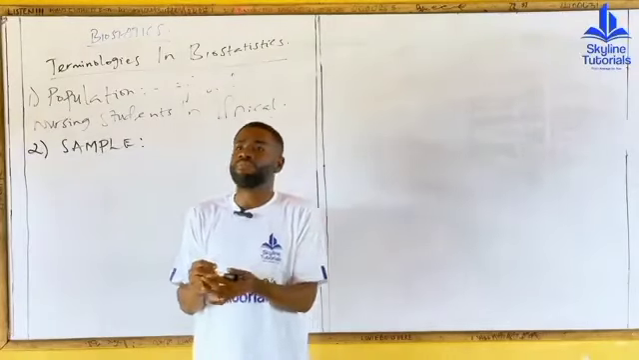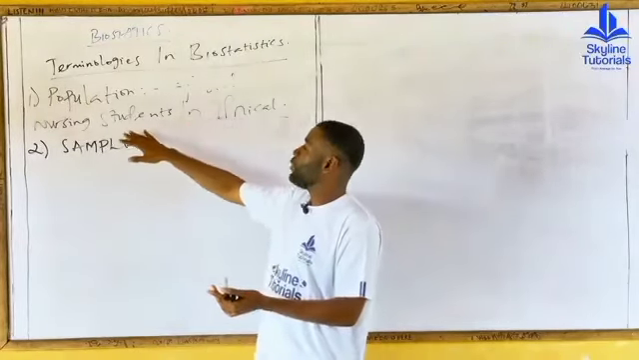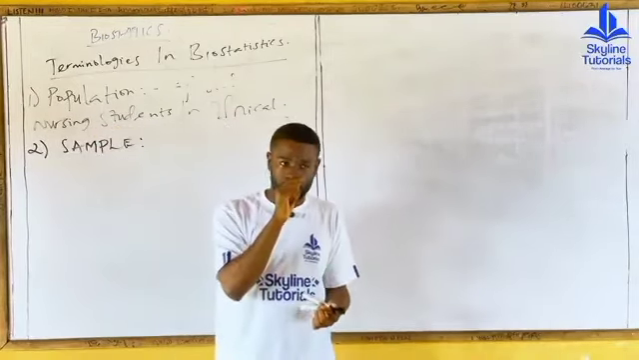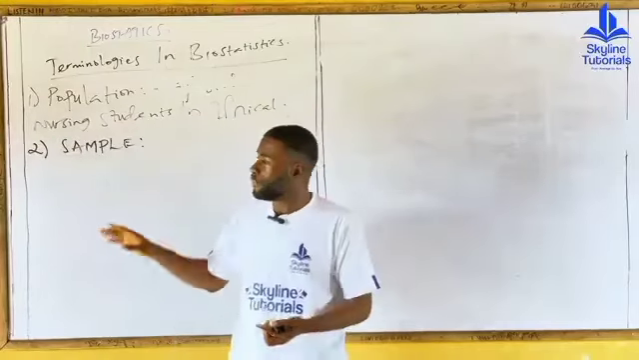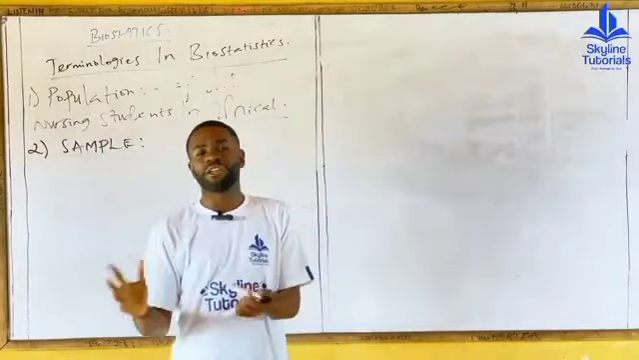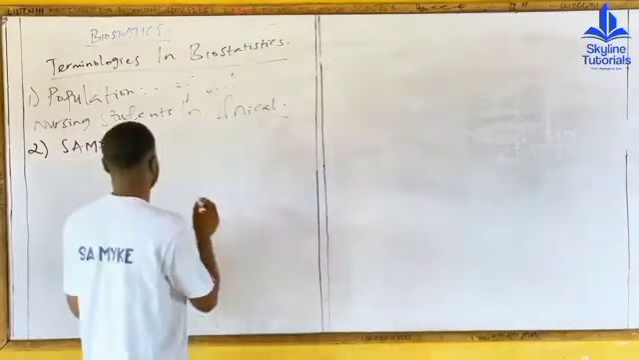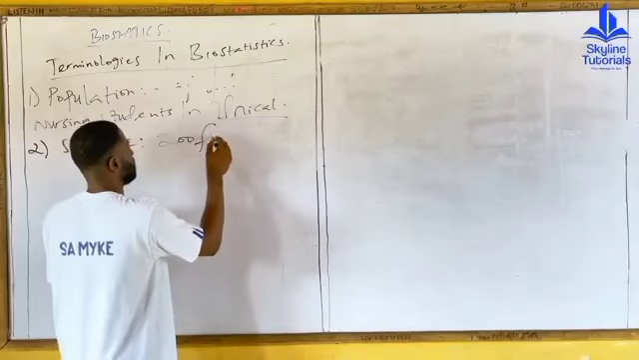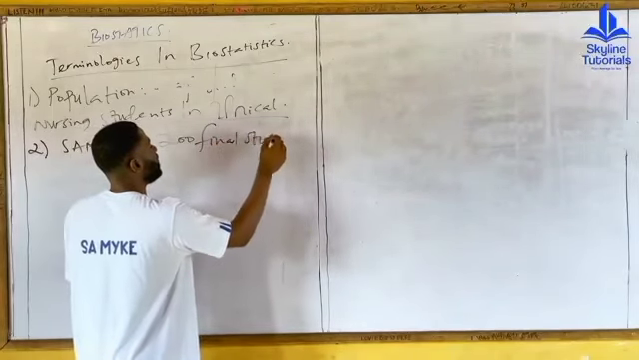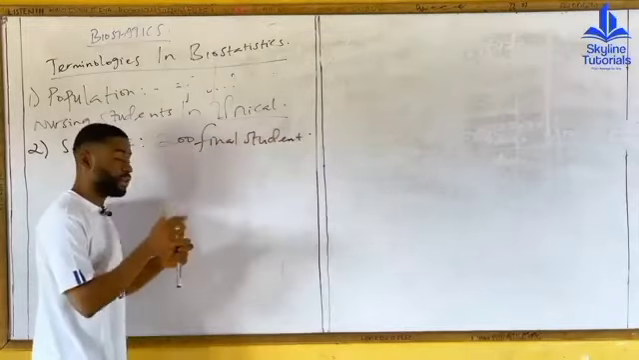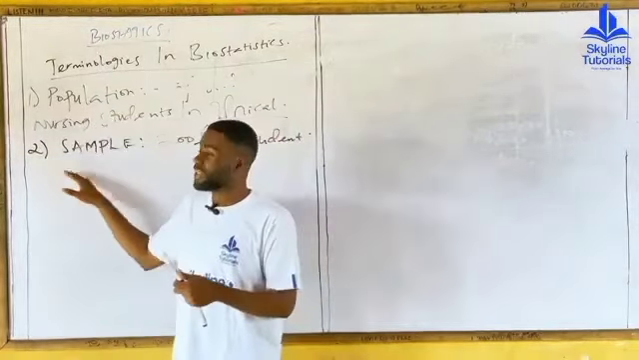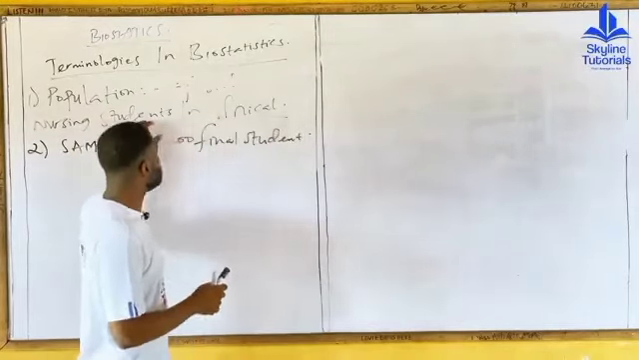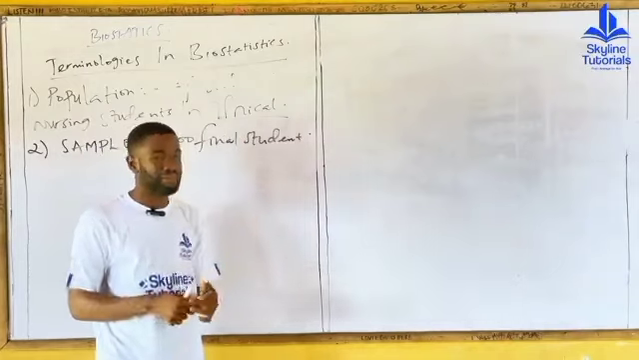Your particular focus may be the entire students in the nursing department in UNICAL, but due to costs or the numerical strength of the students there, you take a fraction. Let's say final year students, let's say you take 200 final year students in the nursing department of UNICAL. So that is a sample. A sample, once more, is a fraction of the population of study by the researcher.